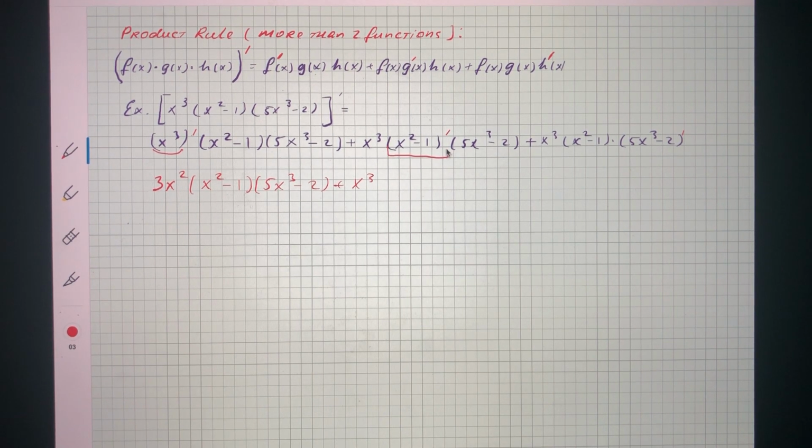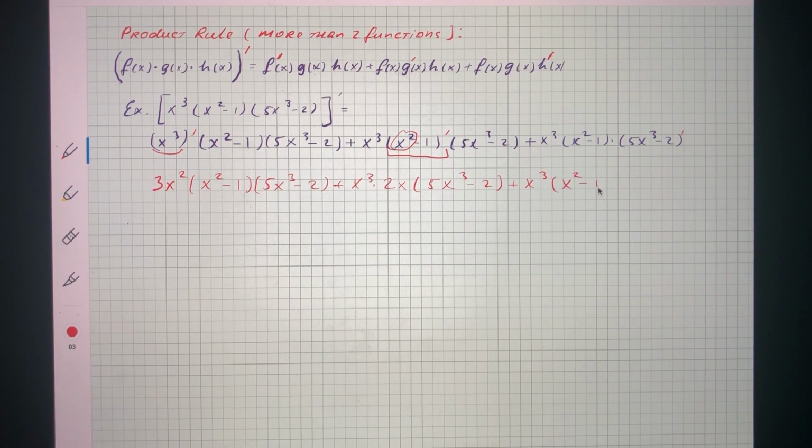Now we need the derivative of x squared minus 1. Well, the derivative of x squared is 2x. The derivative of negative 1 is nothing, so that's finished. That's the derivative of x squared minus 1 is simply 2x. The rest of the question is the same, so we haven't worked on it, so nothing has changed. Again, this is still the same. And the final component is the derivative of the last function, which is 15x to the 2.